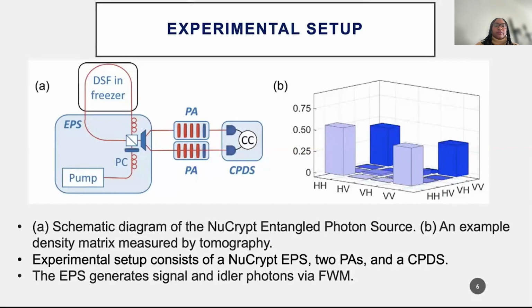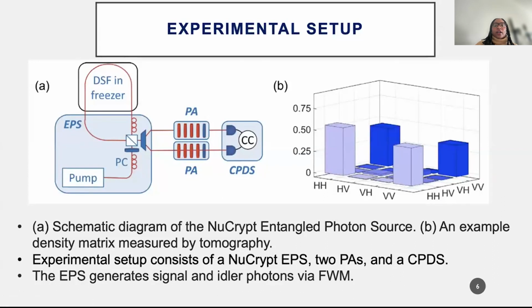Figure A right here shows the experimental setup of the EPS. The system consists of the EPS, the entangled photon source, 2 polarization analyzers, and a correlated photon detection system. And all of this is connected via optical fiber. The EPS itself is a self-contained source of entangled photons. The polarization analyzers, or PAs, contain wave plates and a polarizer to perform measurements. And the detectors include 2 single photon detectors to perform coincidence measurements.